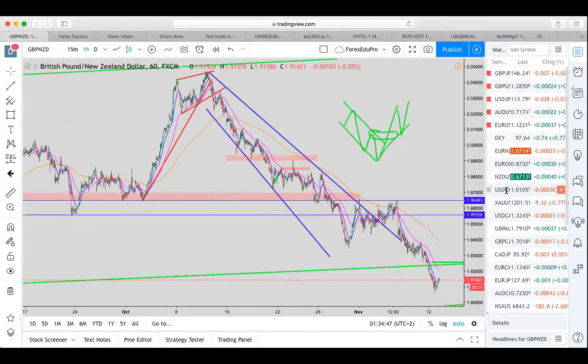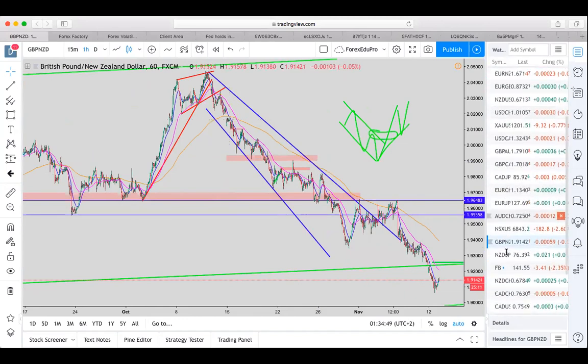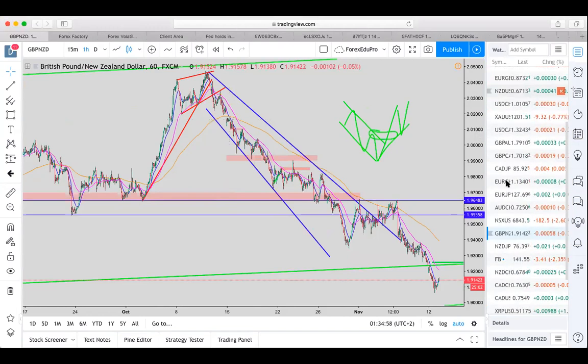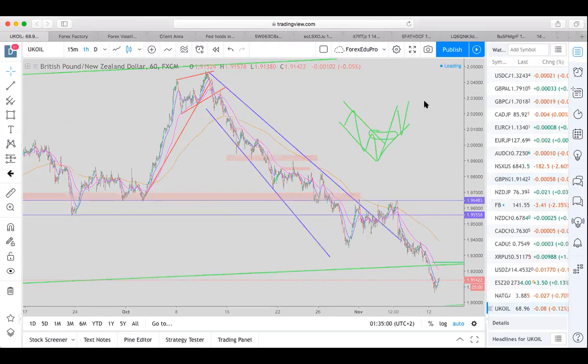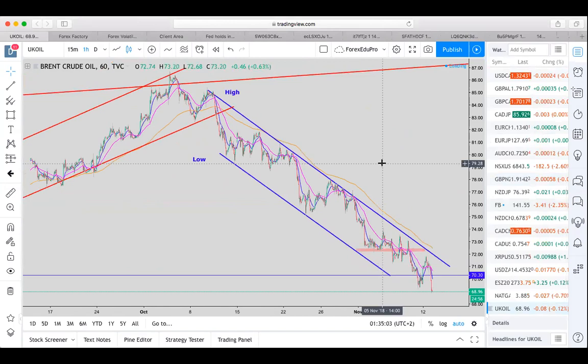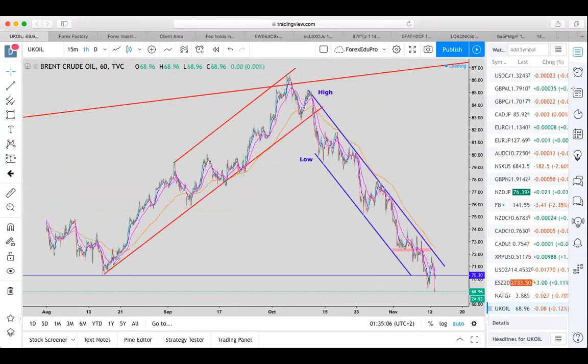That's why I only trade these. I do not trade the USD Canadian dollar. I refuse to trade that pair. I do not trade gold. These are the only pairs you'll see me trade. Now, I'm going to show you oil, Brent oil. Big money, big money if you applied my logic.